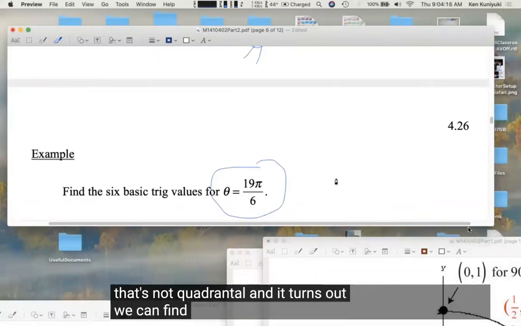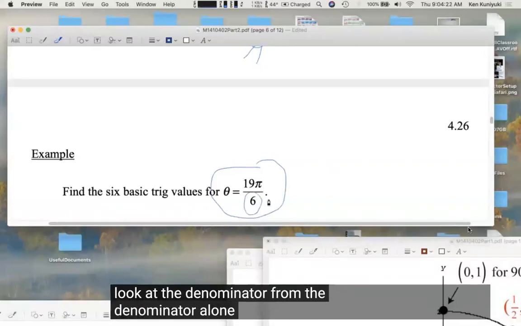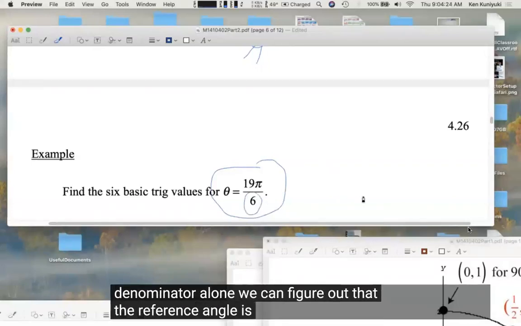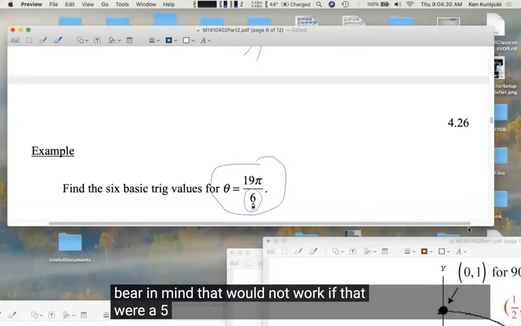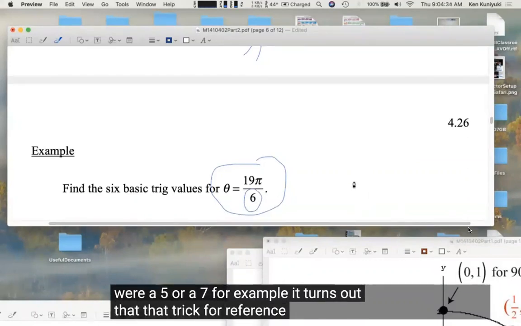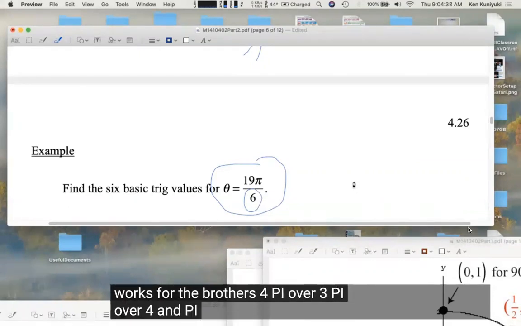And it turns out we can find the reference angle very quickly in these cases. Basically, you look at the denominator. From the denominator alone, we can figure out that the reference angle is pi over 6. Bear in mind, that would not work if that were a 5 or a 7, for example. It turns out that trick for reference angles works for the brothers, for pi over 3, pi over 4, and pi over 6.